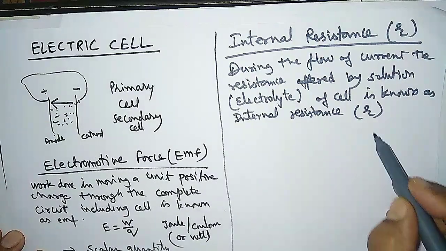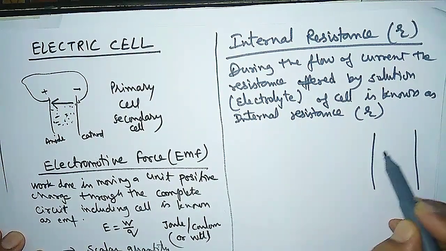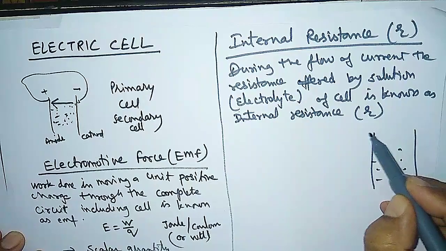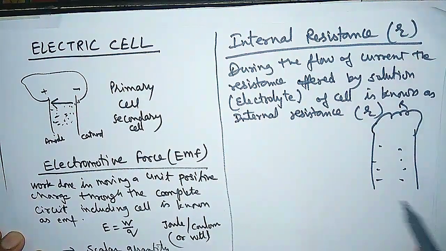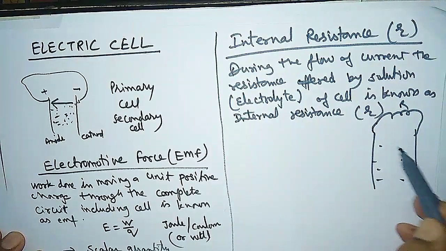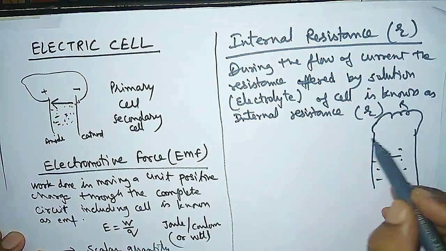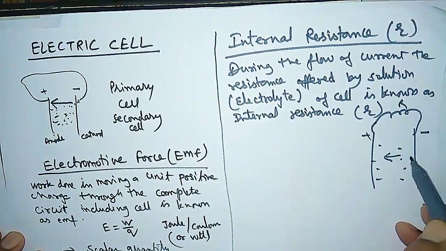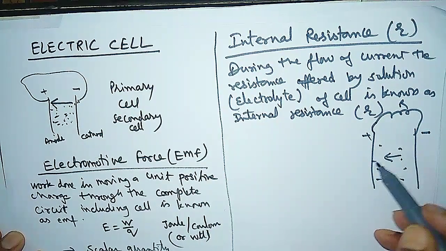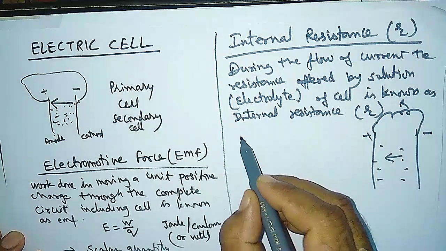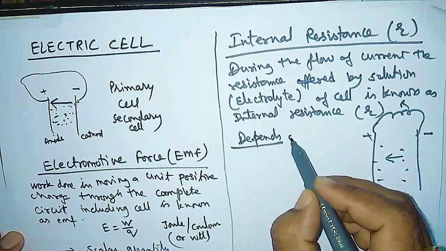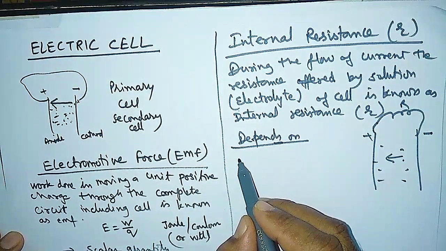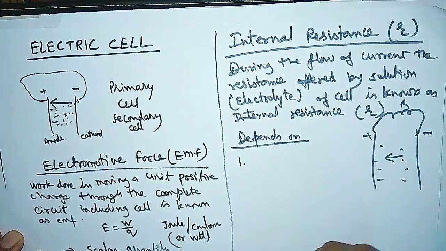Remember this internal resistance: this is the electrolyte, this is the positive, and this is the capital R. So the cell provides the internal resistance. It is the positive, it is the negative, so inside it is negative to positive. It depends on a few factors. It depends on three factors, you can say three or four.